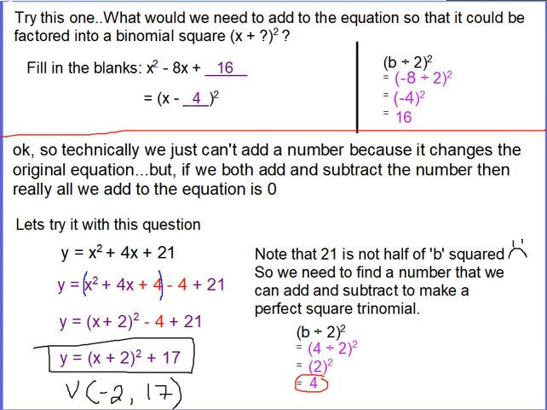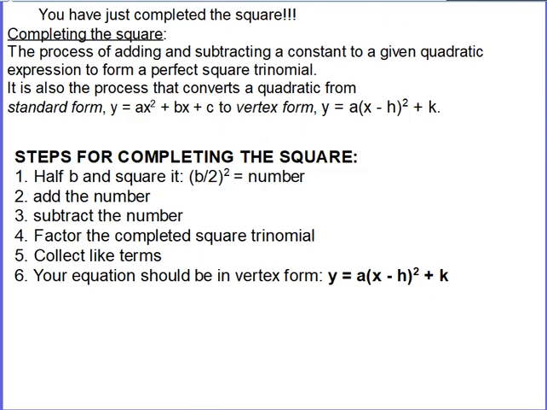That's pretty much it. That's completing the square. It's such a great move. If you look at that first page of this lesson compared to these 1, 2, 3 steps, how great is that? Okay. It says you've just completed the square. The process of adding and subtracting a constant to a given quadratic expression to form a perfect square trinomial is probably the best move in math. I love it. I love it. It is also the process that converts a quadratic from standard form to vertex form, and this is great information.